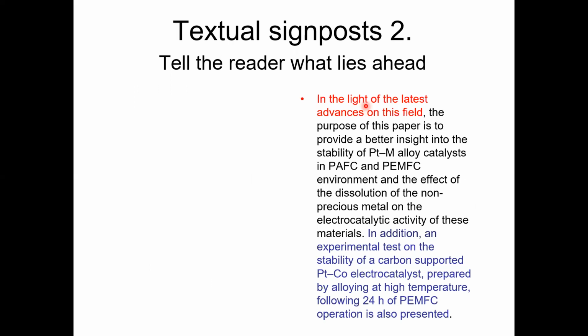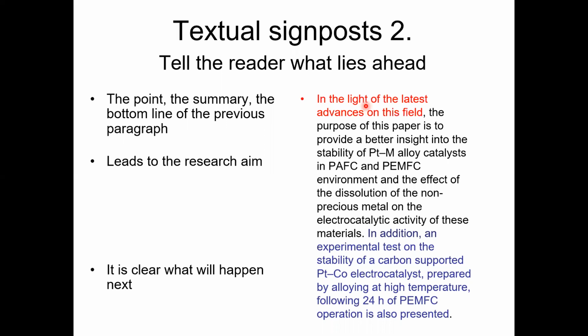You also have to tell the reader what lies ahead. So here he has mentioned the previous paragraph. He's brought the previous paragraph into this paragraph. In this section, the black section leads to the research aim, which is the purpose of this paper. And finally, it's quite clear what will happen next. The following of the operation is also presented.